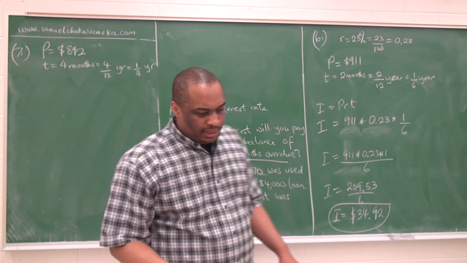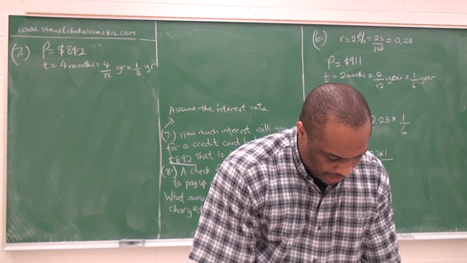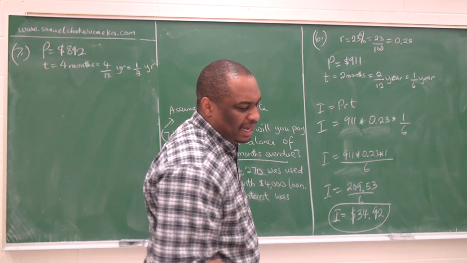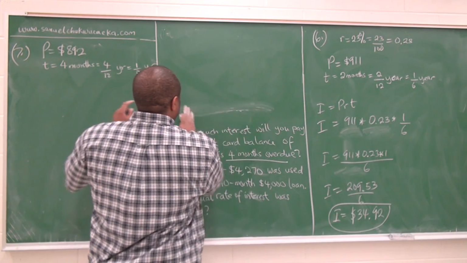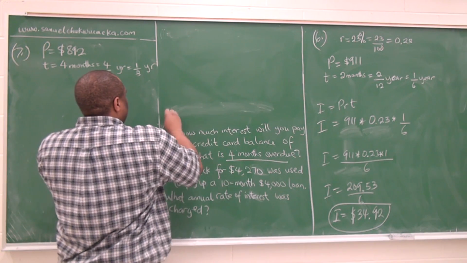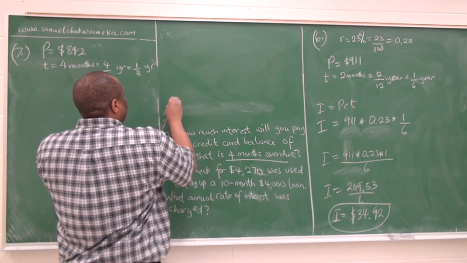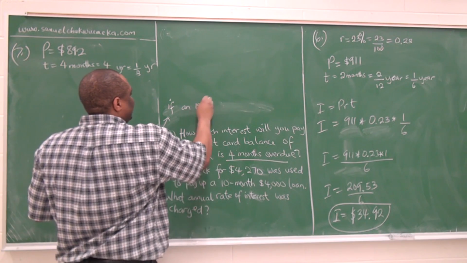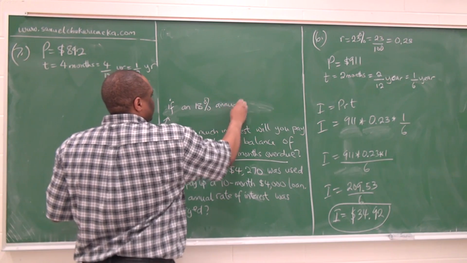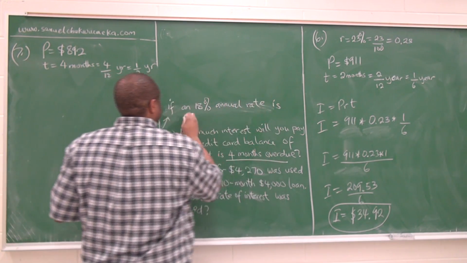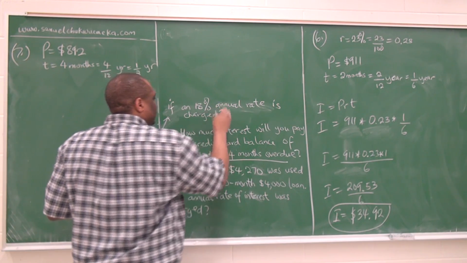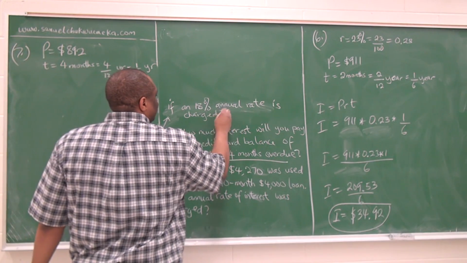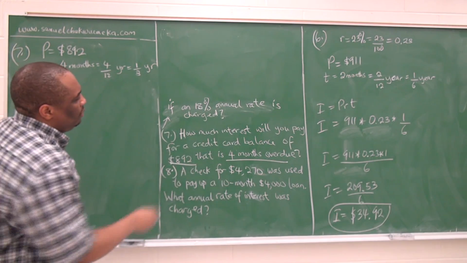You know what, let me find this question. I don't even know where I copied it from now. Okay, if an 18% annual rate is charged. Okay, so this is if an 18%, you see, that's just missing. Please complete this, okay? Overdue, if an 18% annual rate is charged. Sorry, it was a mistake when I was writing it before. Yeah, sorry about that.